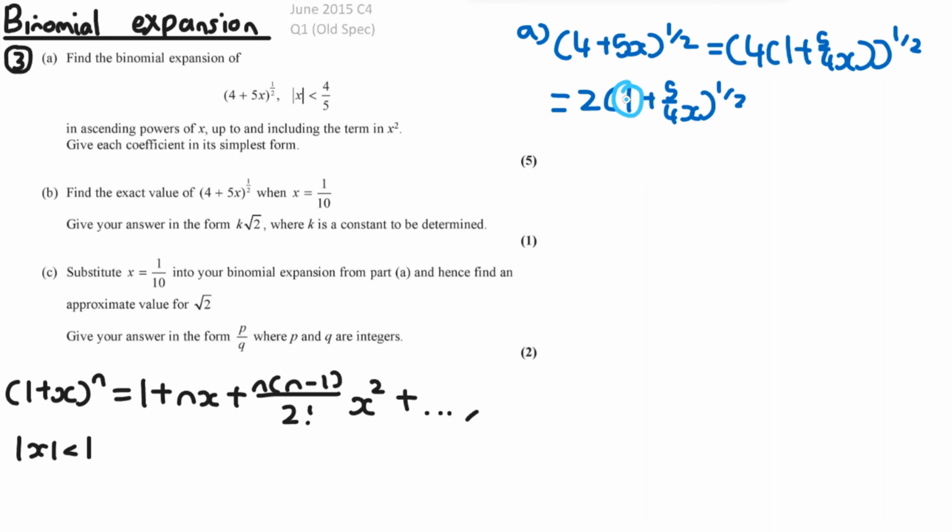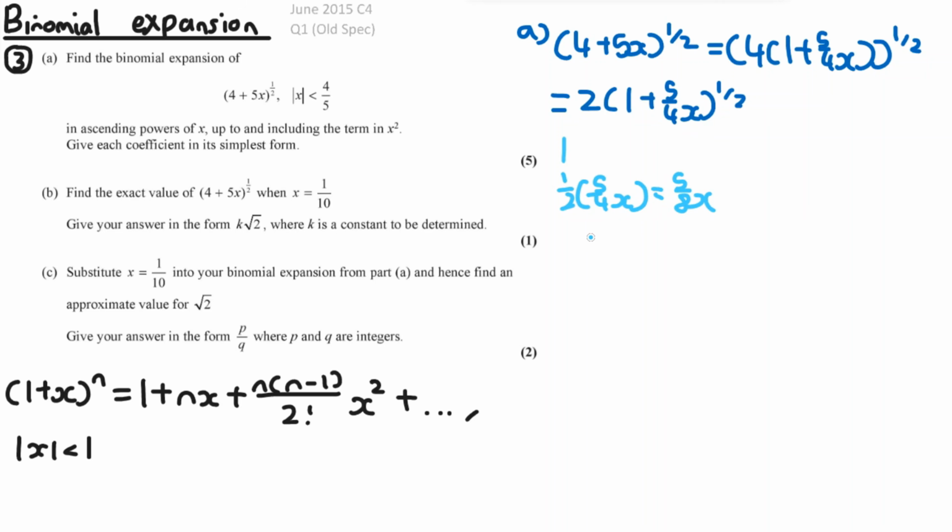And now, because this first number here is 1, we can do a binomial expansion on this bracket. So the first term is going to be 1. We only actually need to go up to the x squared term, so it's a bit less work. The next term is going to be a half times x, which is the 5/4 x, which is equal to 5/8 x.